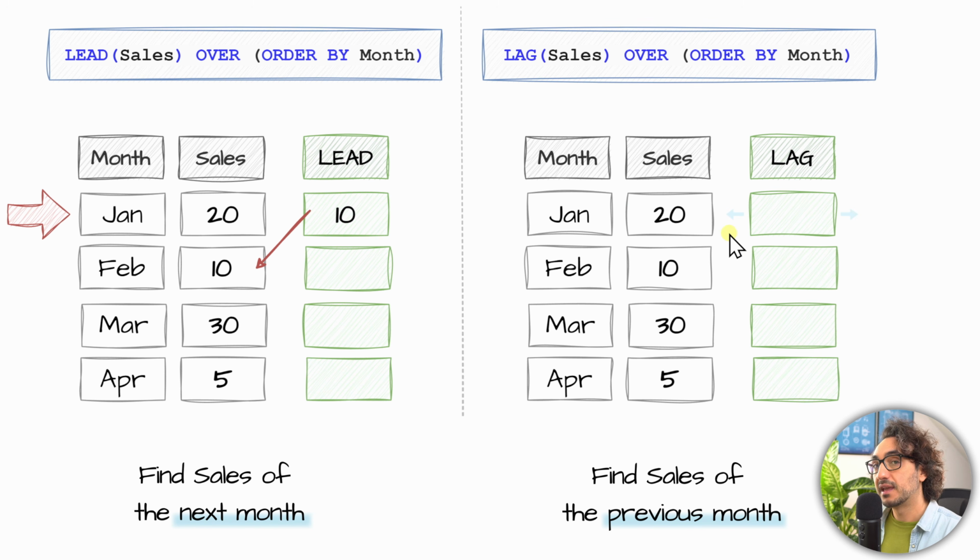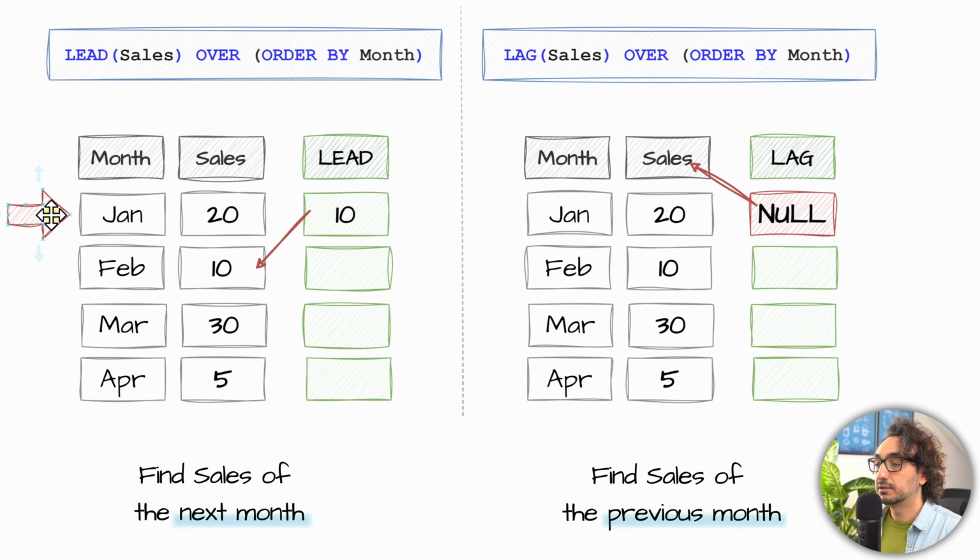So now let's check the right side over here. Now we are interested in the previous month. So what is the previous month of the first row? It will be nothing, right? So we cannot point it to anything. That's why SQL is going to say this is null. There is no previous month for the current row, and we're going to have it as a null.